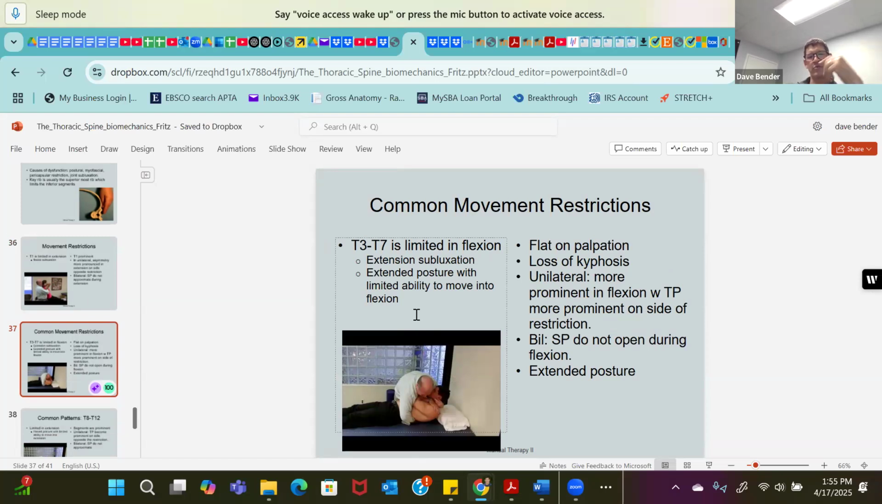There are different schools of thought that will often define this differently, but T3 to T7 is often limited in flexion. These are usually extended segments, extended in normal posture, with limited ability to move into flexion at these segments. On these, you'll feel it flat on palpation. There'll be a loss of the kyphosis here.